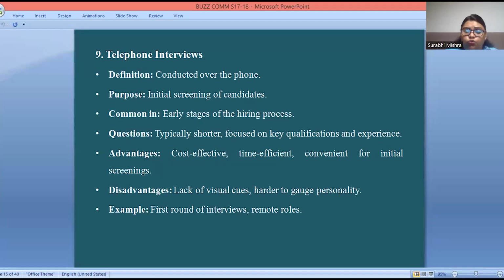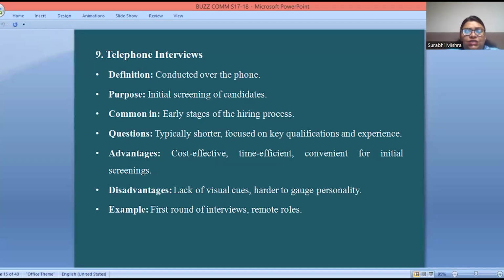The disadvantage here is that it lacks visual cues. You're not able to see a person, and it's harder to gauge personality. At times it becomes unpredictable to assess somebody's personality or to form an opinion about a candidate's personality. An example of this type of interview can be the first round of interview of any industry or any sector.